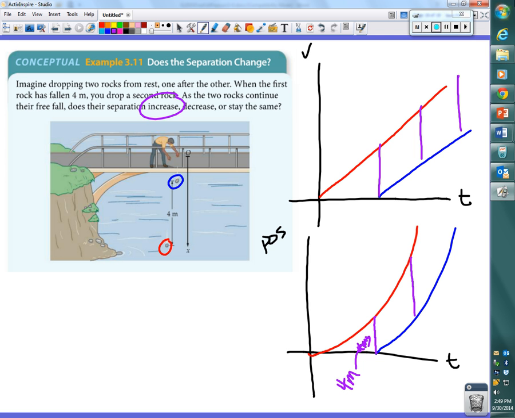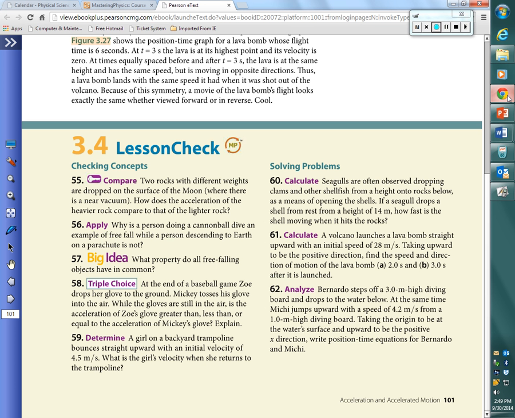All right, two more here. Let's go back to page 101, and question number 59. It says, a girl on a backyard trampoline bounces straight upward with an initial velocity of 4.5 meters per second. What's the girl's velocity when she returns to the trampoline?